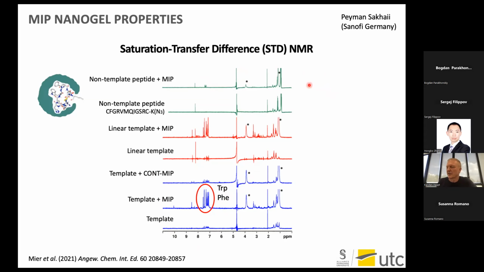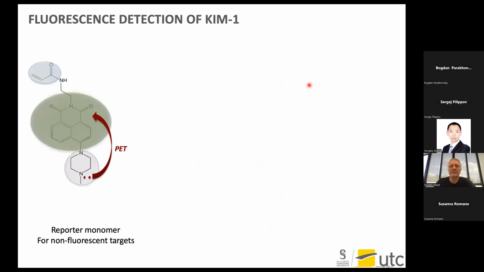So this actually was very good news, because it really allows us to verify the existence of specific binding sites in these small particles. Now, let me see what we can do with these particles. Can we use them to detect the KIM1 protein biomarker, for example, in biological samples, in urine or elsewhere?